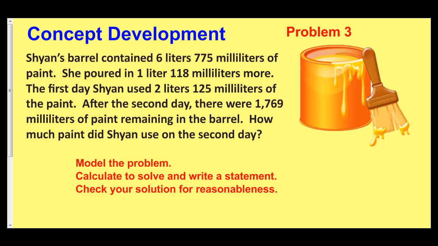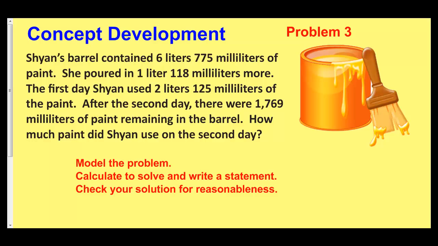Cheyenne's barrel contains 6 liters, 775 milliliters of paint. She poured in 1 liter, 118 milliliters more. The first day, Cheyenne used 2 liters, 125 milliliters of the paint. After the second day, there were 1,769 milliliters of paint remaining in the barrel. How much paint did Cheyenne use on the second day?